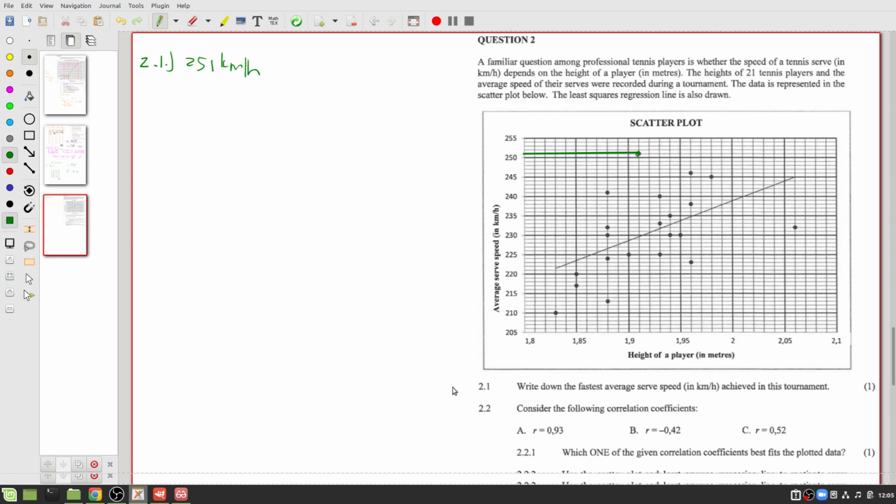Now question 2.2. Let me change color for the next question. Let's do blue. So question 2.2, and then we've got a 0.1 and a 0.2. So consider the following correlation coefficients. So we've got an R. First of all, before we get to that, what is the correlation coefficient? Well, correlation coefficient is how good the two parts of the data correlate. So average serve and height of the player.